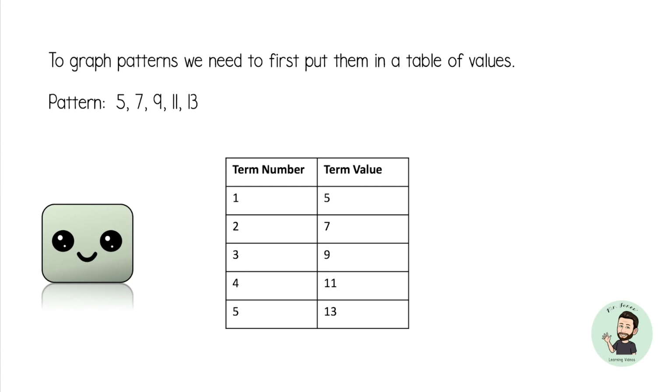To graph patterns, we need to first put them in a table of values. So here I've done just that. On the left-hand side, in the left column, we have term number, and that just goes sequentially 1, 2, 3, 4, 5, etc. And on the right, we have the term value, which is our actual pattern, and put it into the table.